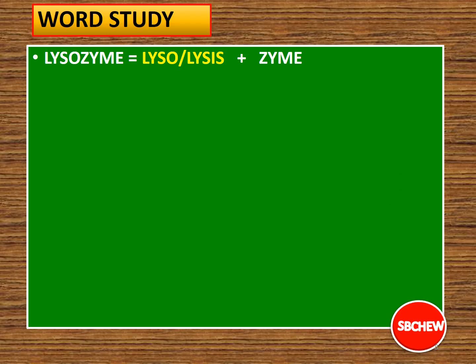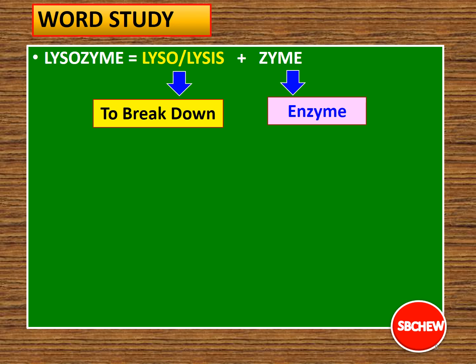Let us do a word study on this word lysosome. Most biological terms can be broken down into a few root words from the Greek or Latin language. Thus, lysosome is actually formed from these two words, lysis and zyme. Lysis means to break down in the Greek language, or to digest and break down, whereas zyme comes from the word enzyme. So, a lysosome is actually an enzyme that carries out lysis.